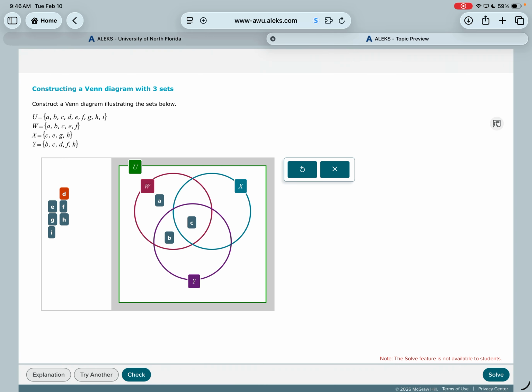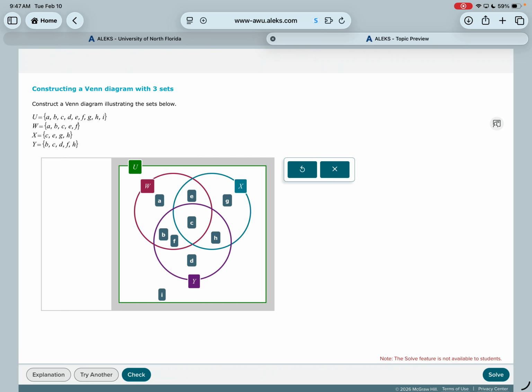D is in Y only. E is in W and X. F is in W and Y. G is only in X. H is only in X and Y. And I is not in any of them.